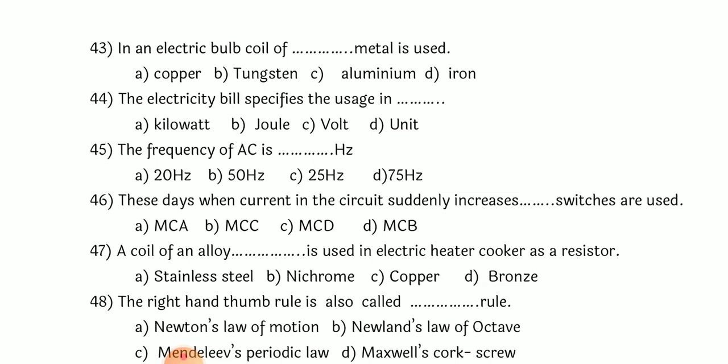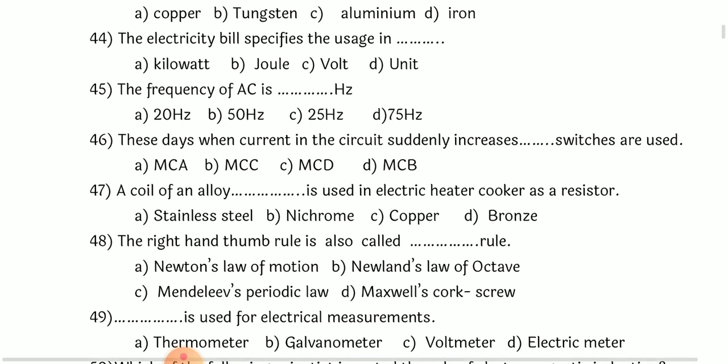45. The frequency of AC is 50 Hz. That is option B. These days when current in the circuit suddenly increases, dash switches are used. Okay, that is MCB, miniature circuit breaker. Nowadays in modern houses, this circuit is being put for every room.